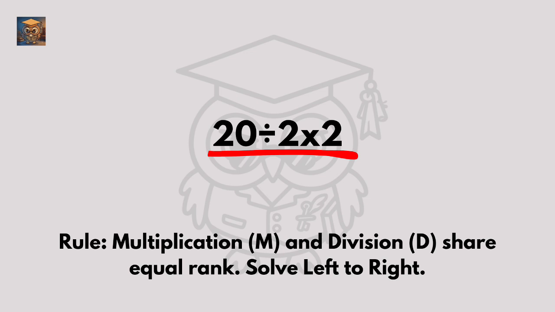A common trap is assuming multiplication must happen first because the letter M comes before D in PEMDAS. In modern mathematics, multiplication and division share the exact same priority rank. When they appear in the same string, you must evaluate them strictly from left to right, just like reading a sentence. This means division takes precedence here simply because it appears first on the left.